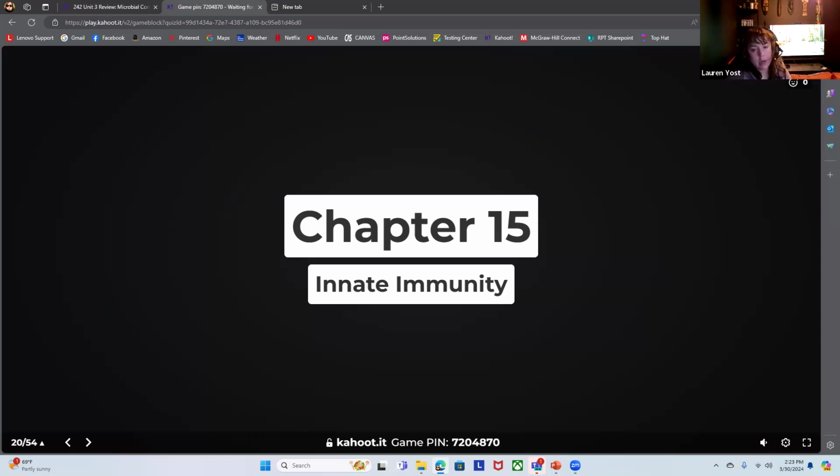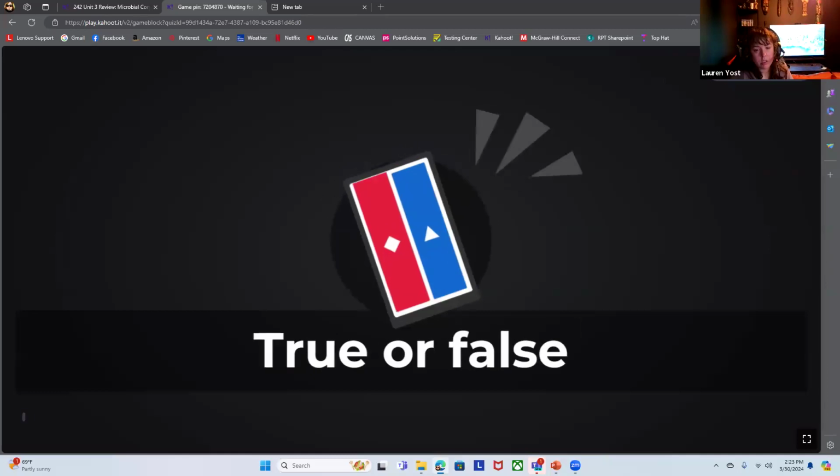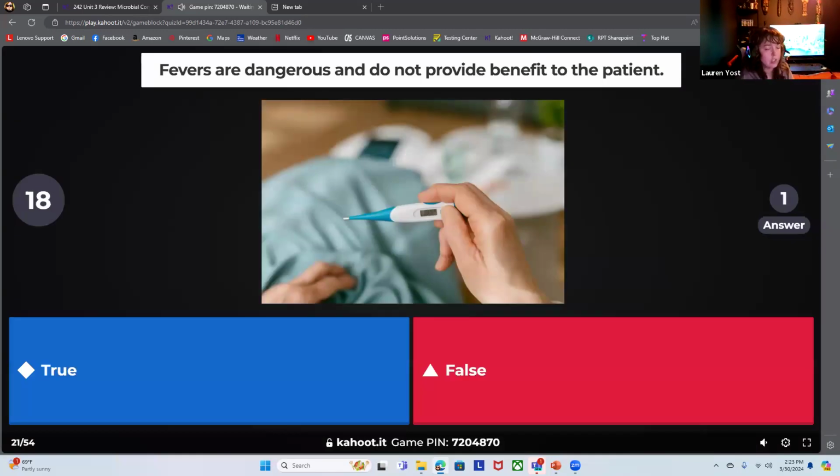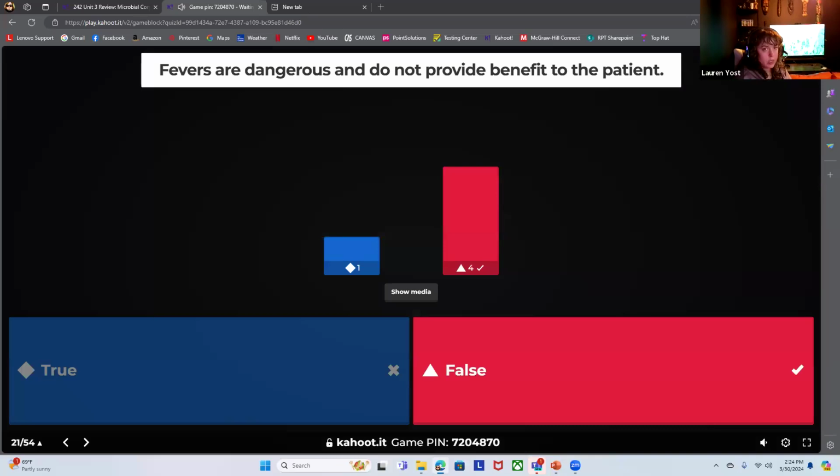Okay, so the next chapter is chapter 15. This is dealing with our innate immunity. Switching gears a little bit: fevers are dangerous and they do not provide benefit to the patient. Is that true or false? All right, so that is going to be false. There are benefits to fever.